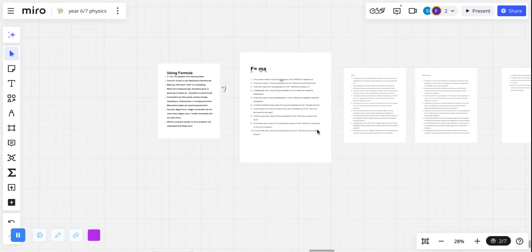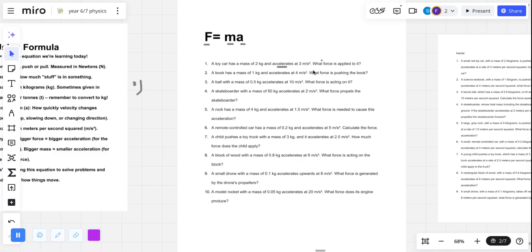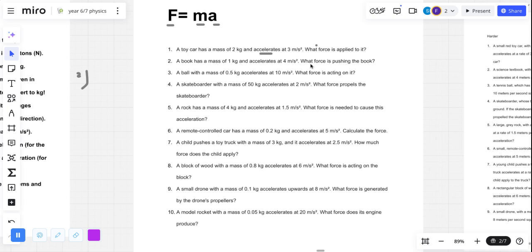So in physics, it is all about the keywords. Actually, across all of science, all of studying, it's all about the keywords, and they tell you what to do. That is very different to command words, and we'll look at command words at some point. But today is about keywords and using formulas.